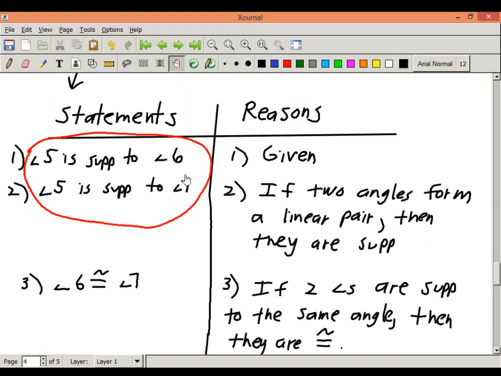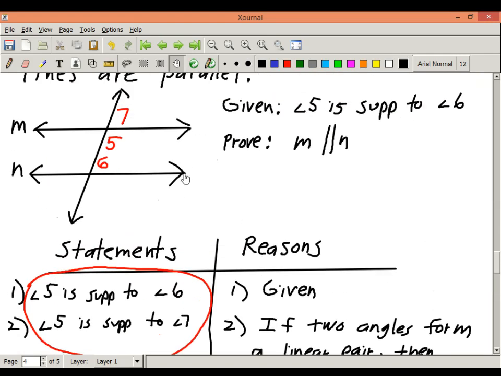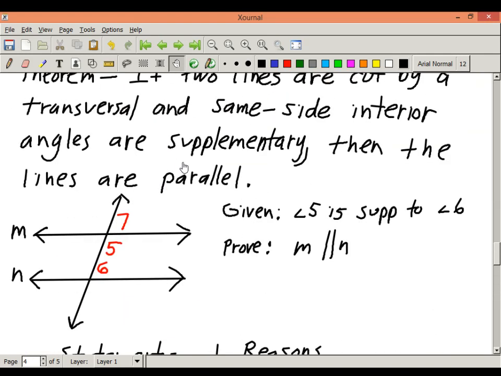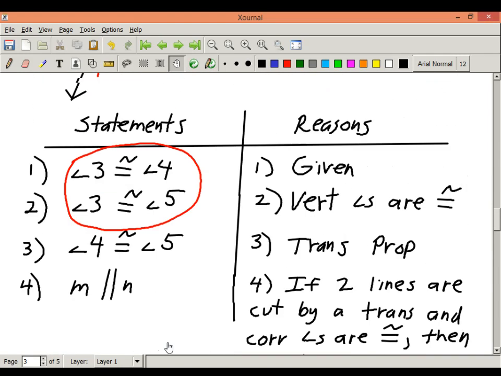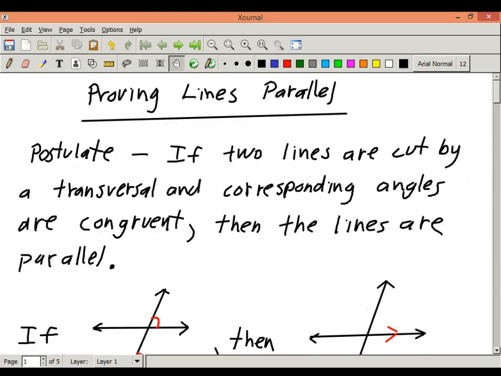So let me summarize these. I don't have any examples for you today, so we'll just use our assignment as our practice problems. But what we need to know today is this. First of all, the postulate: if two lines are cut by a transversal and corresponding angles are congruent, then the lines are parallel. So we know that. That's a postulate.